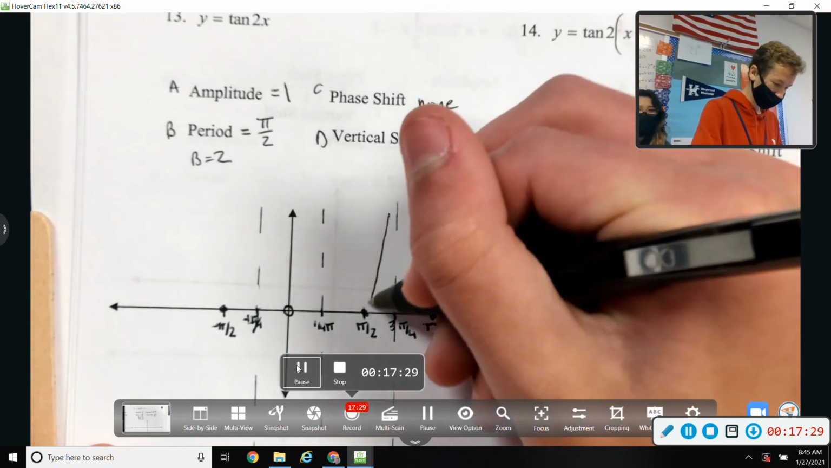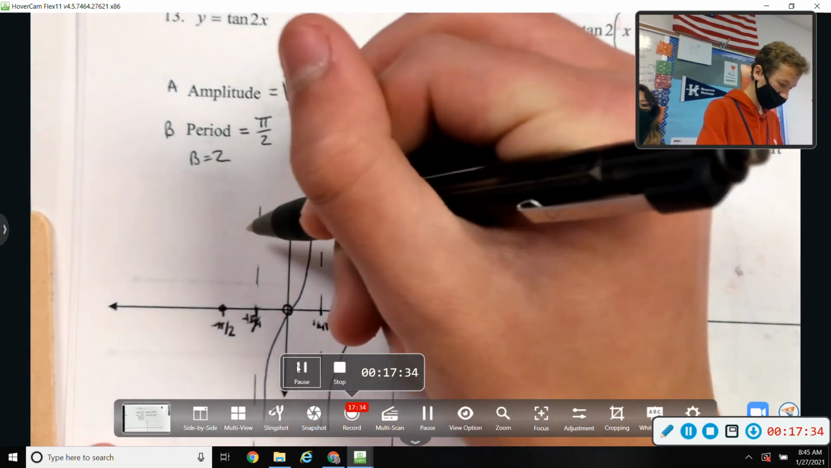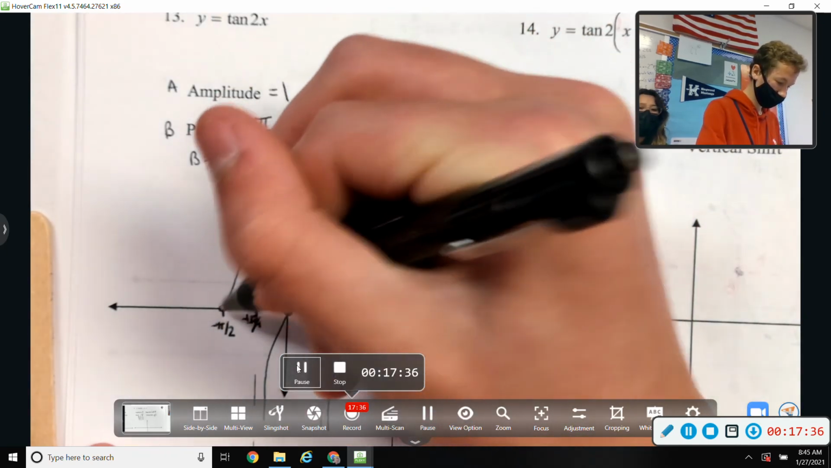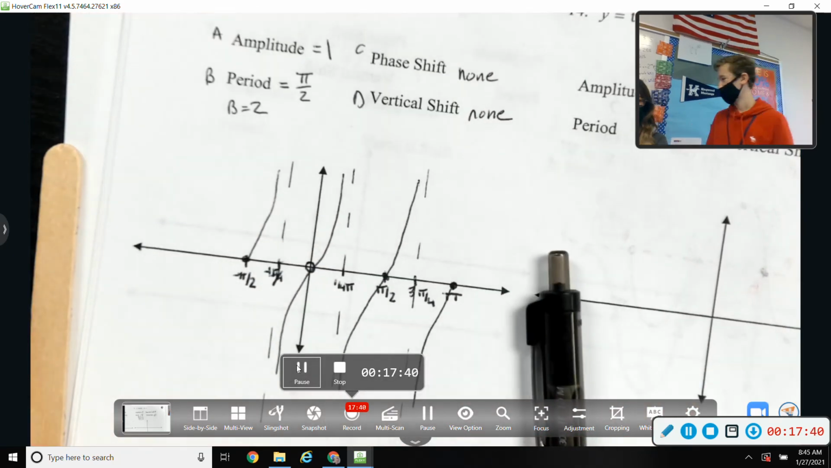Like that. I'm going to do half of this one. And this one goes like that. Three periods. Write the arrows at the end. And we're done.